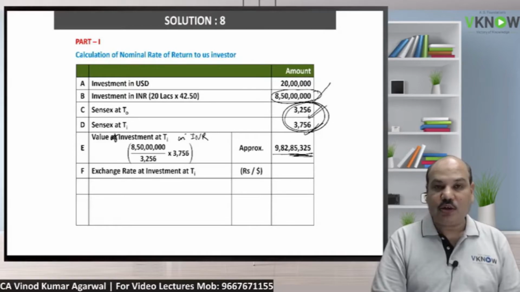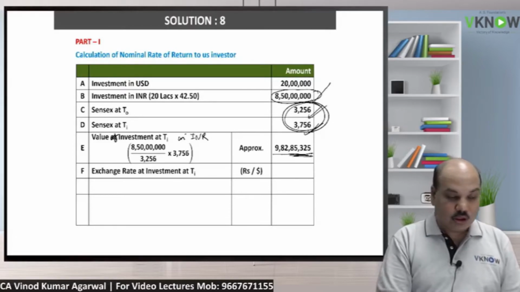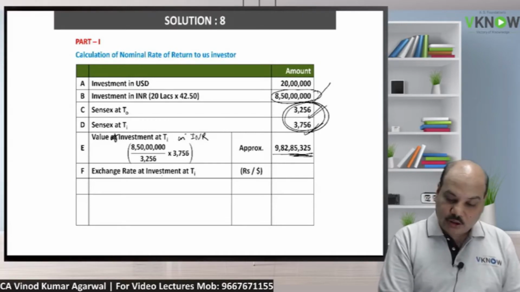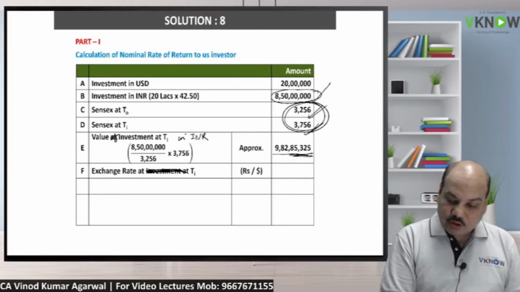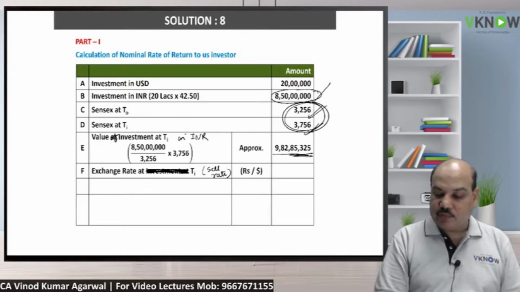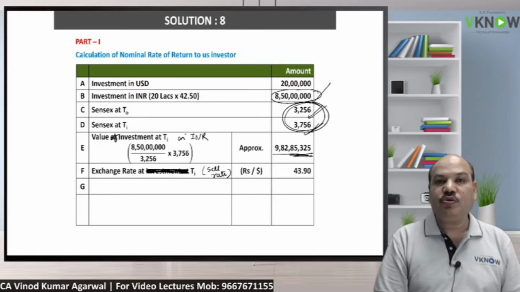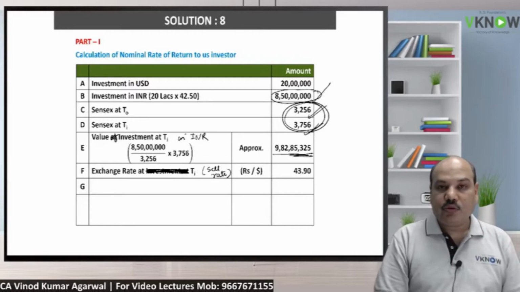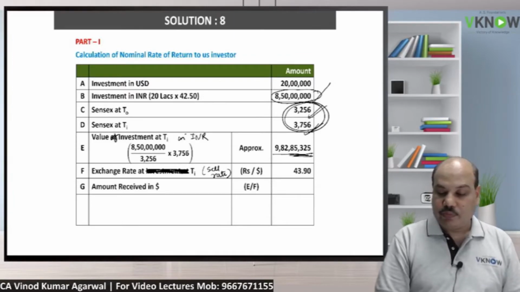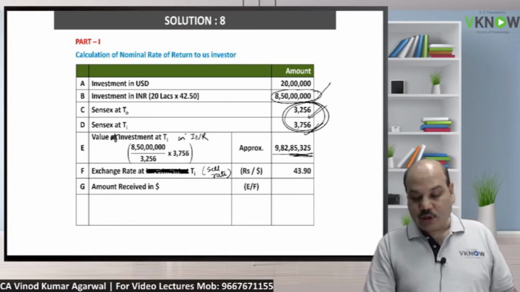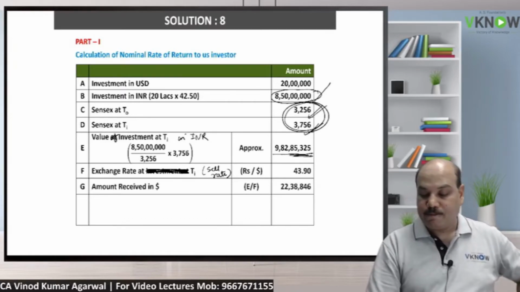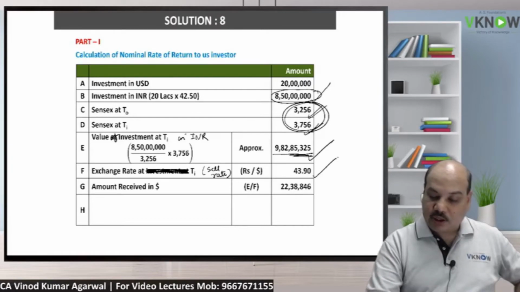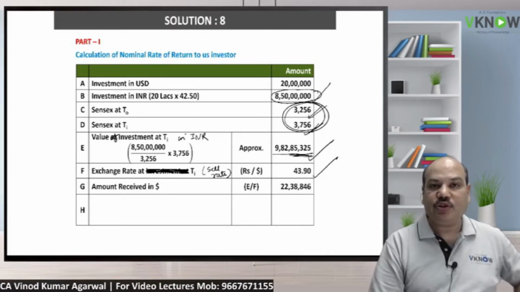Then write down exchange rate at T1. Exchange rate today. We will apply sale rate. We will apply selling rate 43.90. Now rupee has to be converted into dollar. So bank will sell dollar. We will convert into dollar. Next point, write down amount received in dollar. E divided by F. Continue. E divided by F.